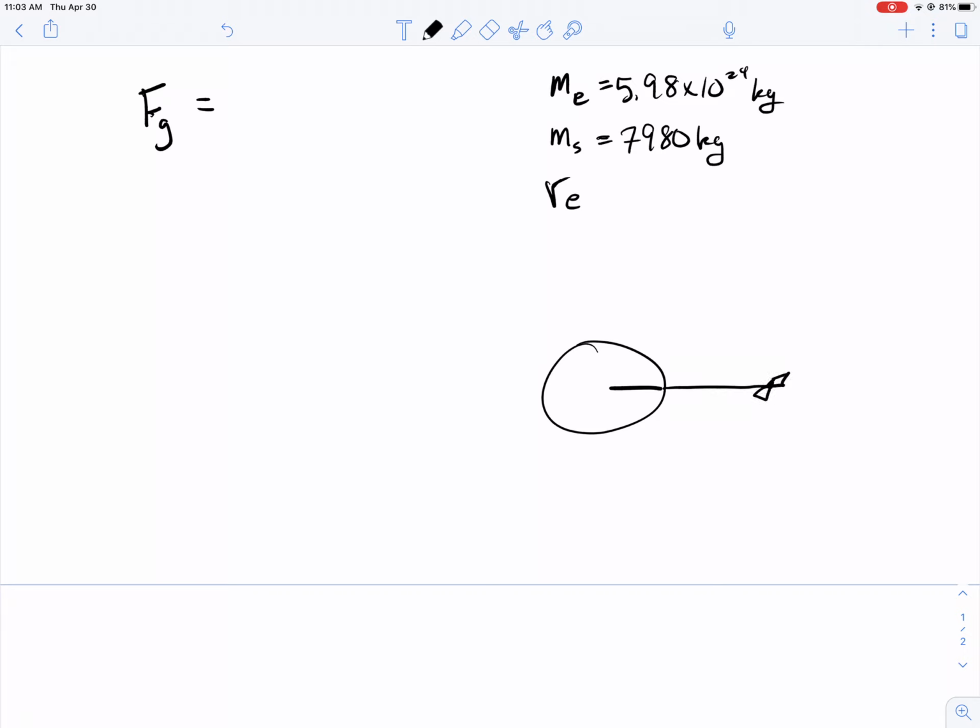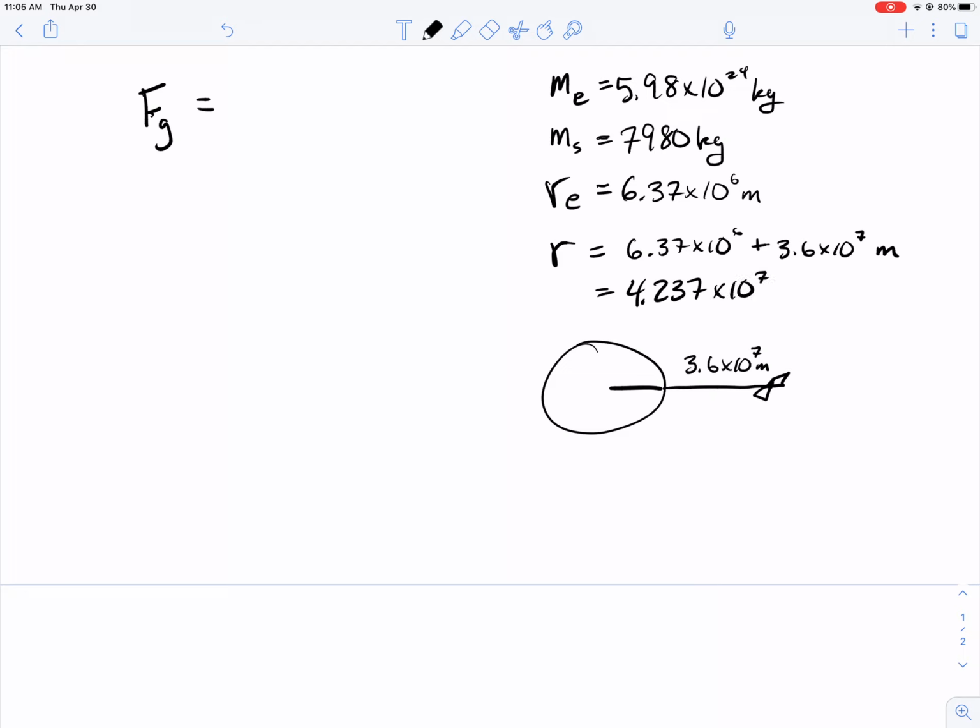We have this satellite here. So the distances do make a difference. The distance from the Earth was given as 3.6 times 10 to the 7 meters, and the radius of the Earth is given as 6.37 times 10 to the 6 meters. So R, for our purposes, is 6.37 times 10 to the 6 plus 3.6 times 10 to the 7 meters, which, I don't know, can I do this in my head? Let's see, 360 plus 63.7. There we go. 4.237 times 10 to the 7 meters.